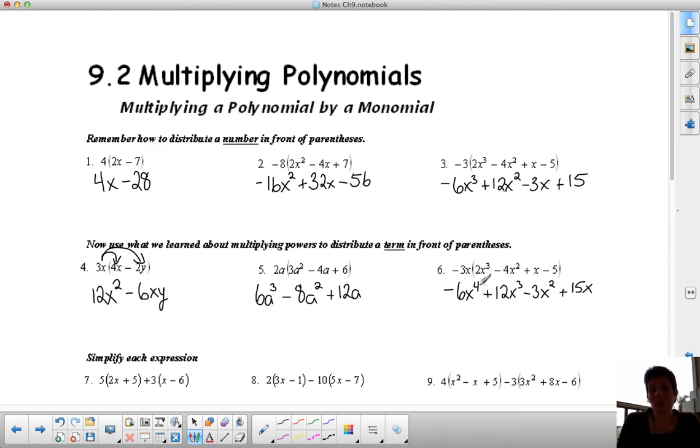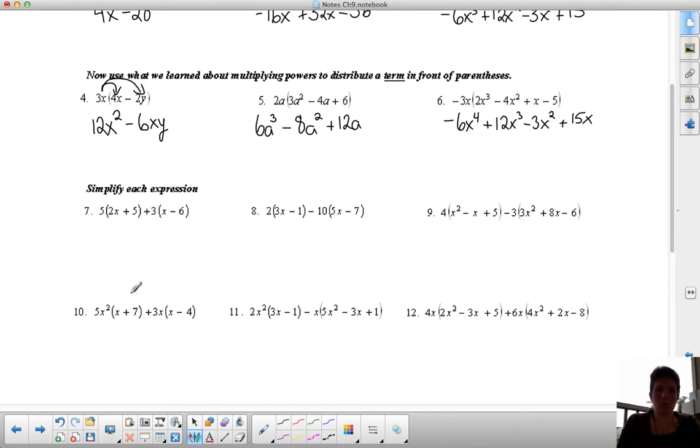Alright, so once we've mastered those 2 skills, the problems become pretty basic and really quite easy, because we're just going to distribute more than once and combine like terms. So I'll do number 7 and I'll do number 10, then I'll leave 8, 9, 11, and 12 for you to work on your own. So number 7, we're going to distribute first this 5 and then the 3, so that we are looking at 10x plus 25.